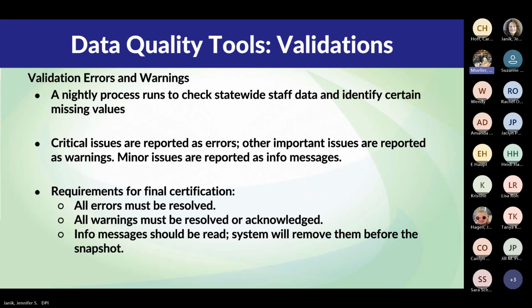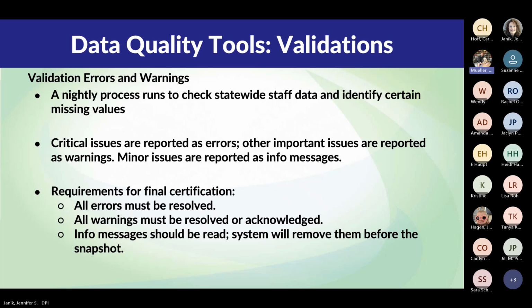Issues are reported as errors, warnings, or informational messages based on the severity of the issue. An issue of critical severity, which indicates that the data is missing or must be changed because it doesn't follow the standard staff data rules, is reported as an error. An issue of lesser severity, but still important, and may be acceptable, is noted as a warning.